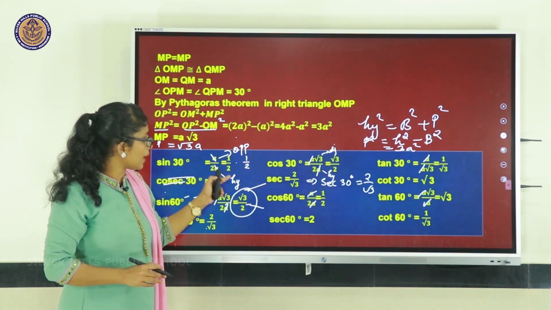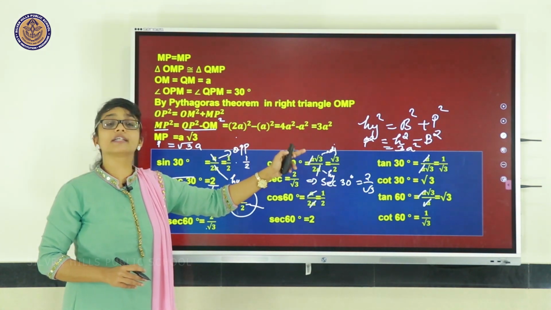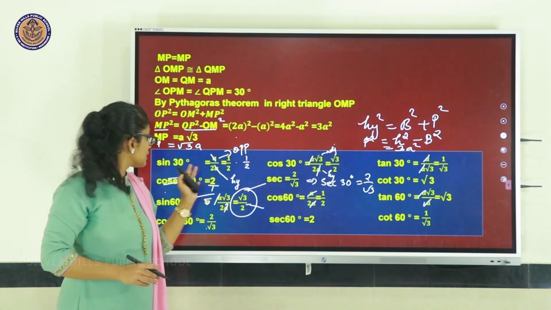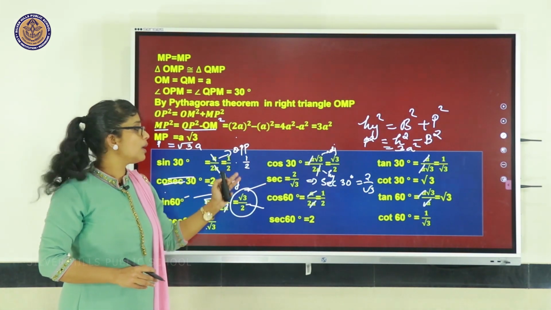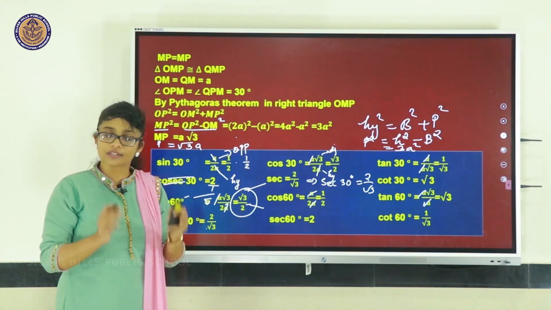Sin 30, 1 by 2, cos 30, root 3 by 2, tan 30, 1 by root 3. Then cosec 30, 2, sec 30, 2 by root 3 and cot 30, root 3.